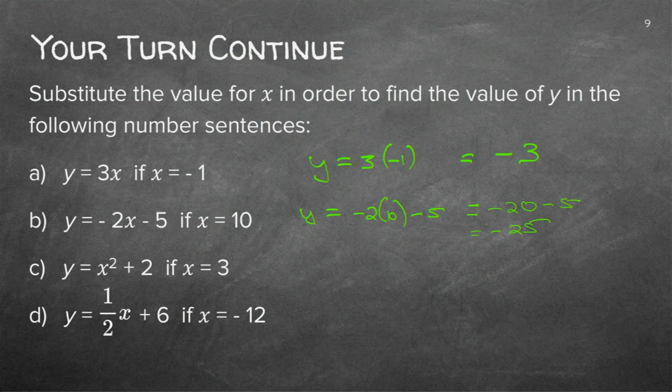How are you guys doing? The next one is x is 3, so we've got 3 squared. So y equals 3 squared plus 2. So that means it is 9 plus 2. That means it is 11. So y equals 11.